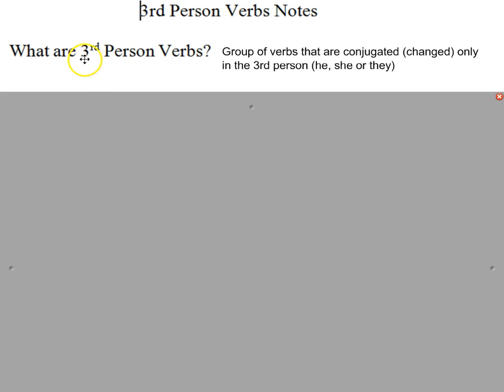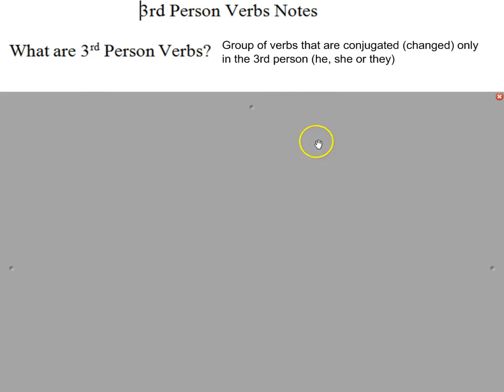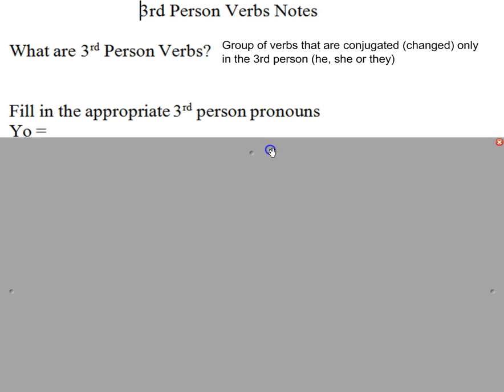So first of all, what are third-person verbs? I would write this down. They're just basically a group of verbs that are conjugated, which just means changed, but they're only changed in the third person. I'm going to show you that in just a bit. Third person meaning he or she, or the plural third person meaning they. Let's show you some examples because otherwise it makes absolutely no sense.